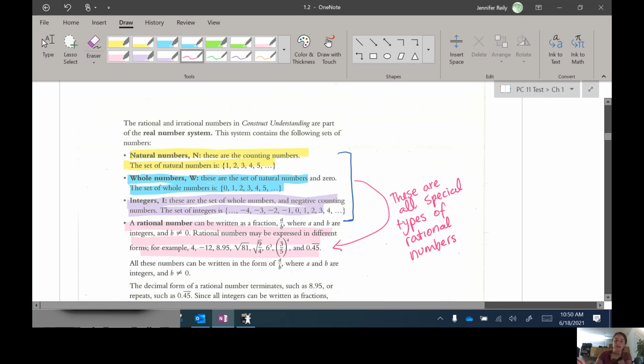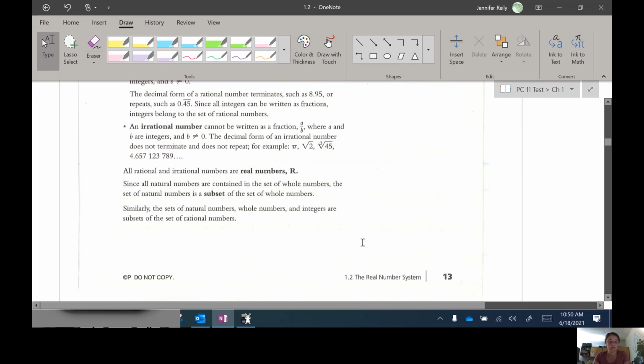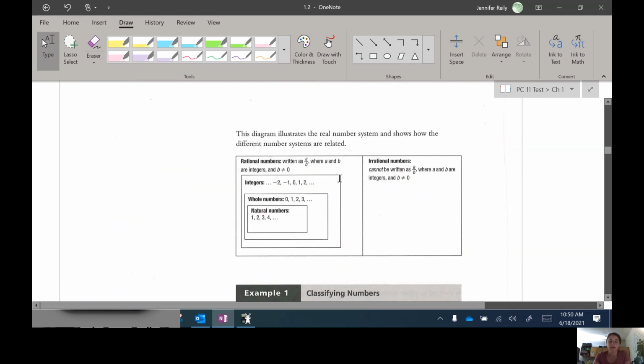There's actually a really nice picture on the next page. Let's head there now. This shows everything all together and all the different names you have to know. You have to know all these types in bold here, and you have to be able to categorize a number, which we'll practice doing in a second.